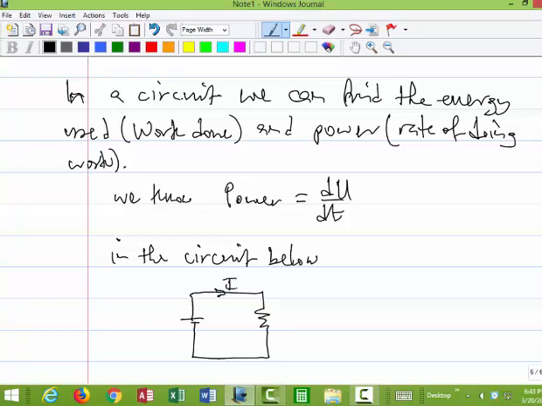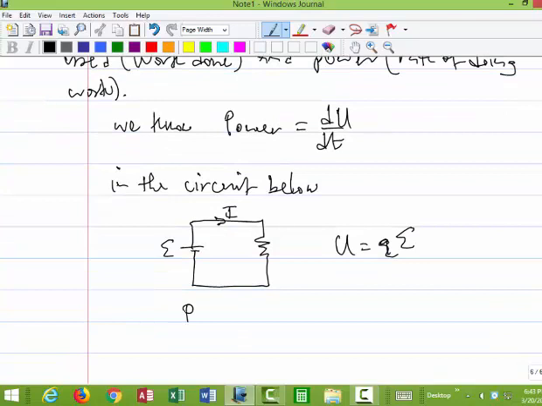So this is current, this is E. In this circuit here, we can say that the work done is equal to the charge times the potential. So U is equal to charge times the potential of the battery, or the EMF. So the power dissipated in the battery is equal to the rate at which energy is used in the battery, which is dU/dt, which is just dQ/dt times E. So we can say this power is equal to the current times the EMF, or the potential drop across the battery. Remember that dQ/dt is current.